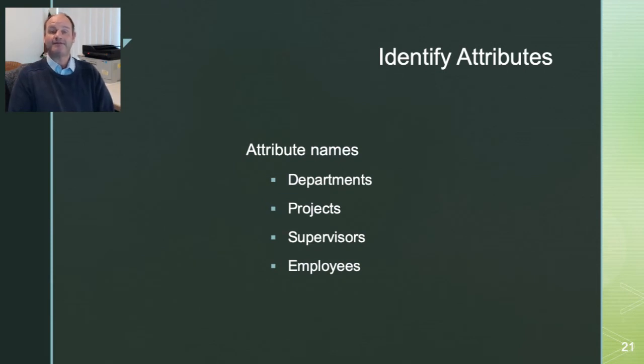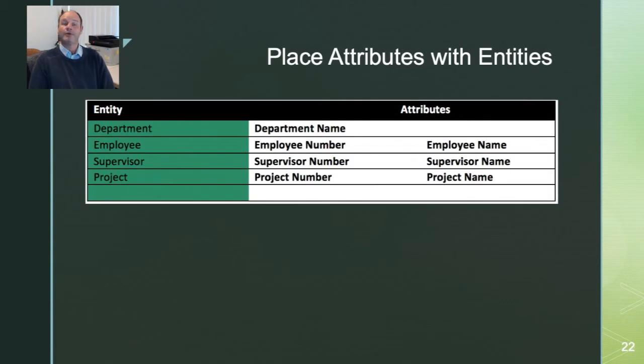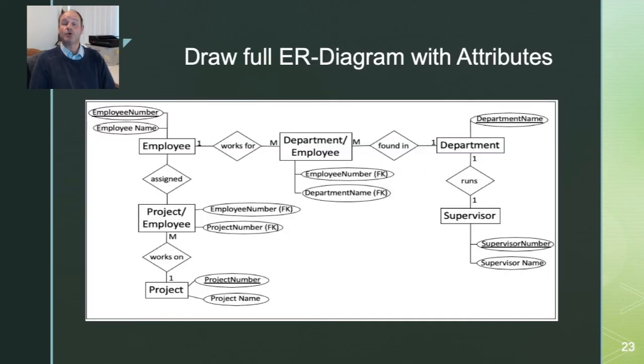We now need to identify the various attributes. The only attributes indicated are the names of the departments, projects, supervisors, and employees, as well as the supervisor and employee number and a unique project number. We then place these attributes in the appropriate entity using a simple table. We now need to draw the full ER diagram table, showing the entities, relationships, cardinality, and all of the attributes, including the primary and foreign keys.